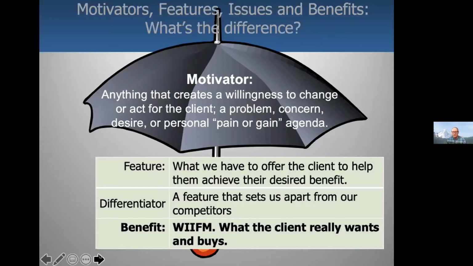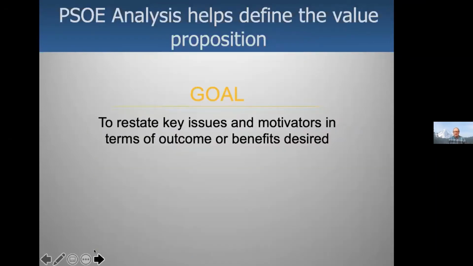Now, a differentiator is a good thing to have. Differentiators are features that our competitors can't match. So it sets us apart from those competitors, and that's really good, but it's still not what the clients are looking for. The clients are looking for what's in it for me. That's what they're looking for. It's what influences and what buys them. Going back to the Dale Carnegie comment: find out what they want and show them how to get it.